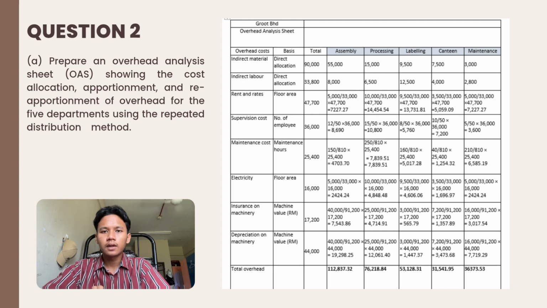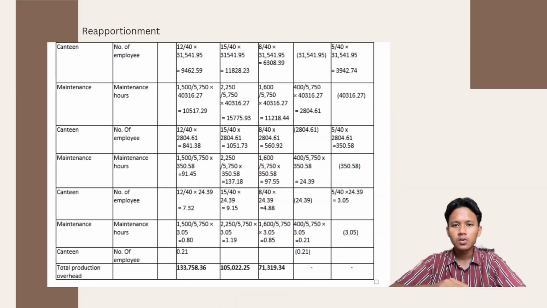So the total overhead of assembly is 112,837.32. For processing, 76218.84. For labeling is 53128.31. For canteen is 31541.95, and for maintenance is 36373.53. In reapportionment, we should eliminate the total overhead of canteen and maintenance.